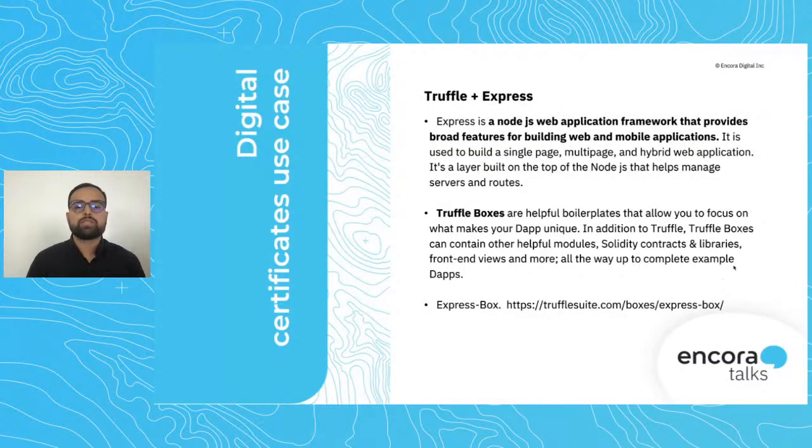Another tool that we used was Express. It is a Node.js web application framework that we use to build the API interface to access the smart contract functions. One common way to work with Express and Truffle are the Truffle boxes. They are helpful boilerplates that allow the developer to focus on smart contract development. They can contain a lot of helpful modules, contracts, and libraries, as well as front-end views and more. The Truffle box that we use is Expressbox. Let's check how we can implement it into our case.